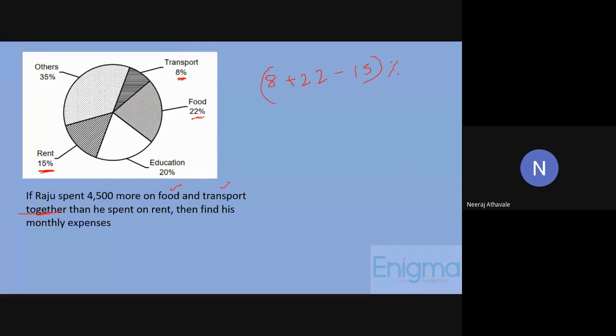So this is equal to 4,500. So this is nothing but 15% of x corresponds to 4,500. We have to find out the total expenses, that means 100% of expenses. So you can see here 15 threes are 45 and two zeros are added on top. So 100 into 3 you get 300, and with two zeros added, your answer will be 30,000. Okay, perfect.